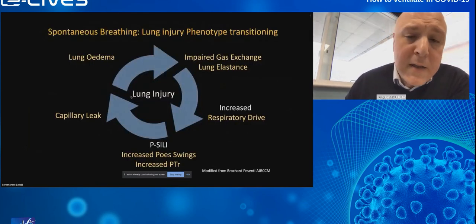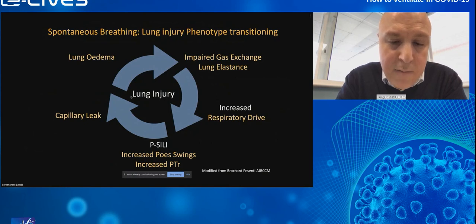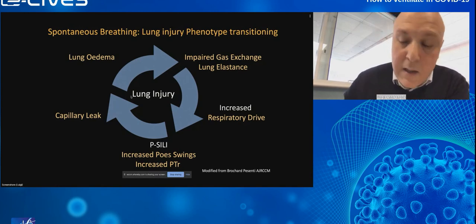So I think this can lead to a vicious circle where the impaired gas exchange and the low lung elastance lead to an increase in respiratory drive, which increases the esophageal swings and increases the transpulmonary pressure that leads to capillary leak and, in a very inflamed lung, lung edema, which perpetuates the lung injury.